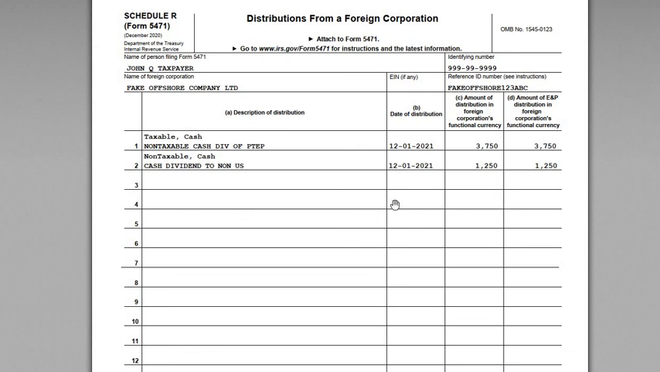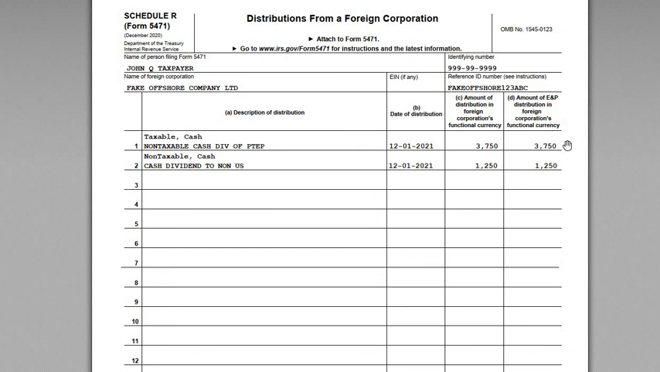So for example, let's say the corporation has no E&P, but it still distributed out these amounts. You would have the amount of distribution is $3,750, but the amount of E&P distribution that's part of this would be zero, right?